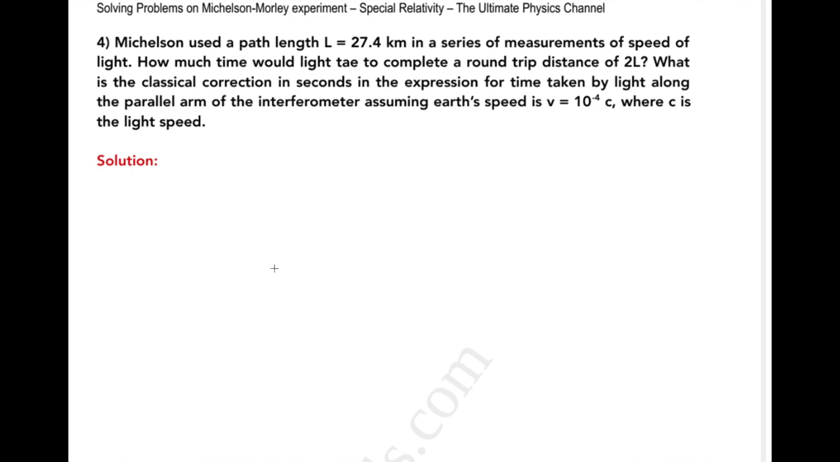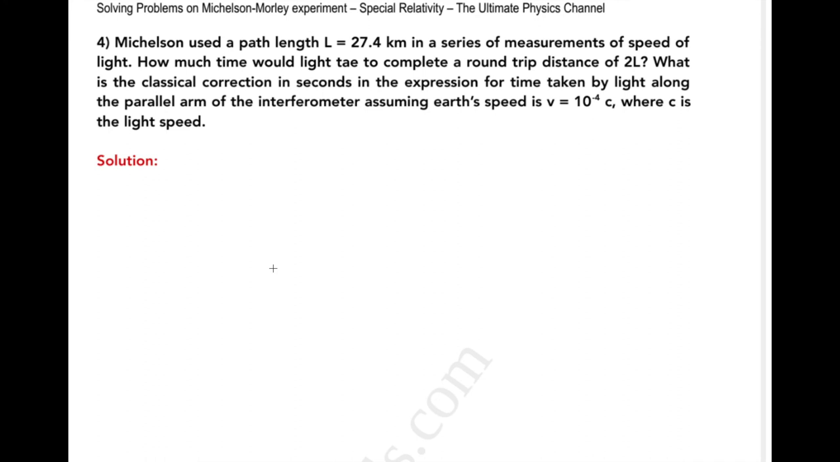Michelson used a path length of L equal to 27.4 kilometers in a series of measurements of the speed of light. This is not the 1887 experiment. This is another experiment that he performed to measure the speed of light. So there the L value is 27.4 kilometers.